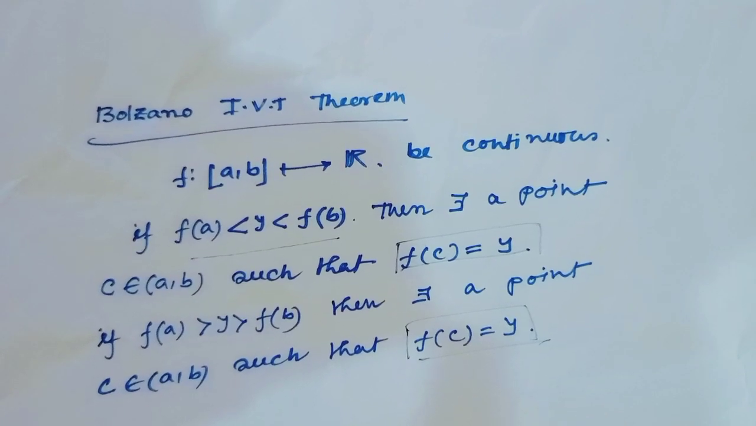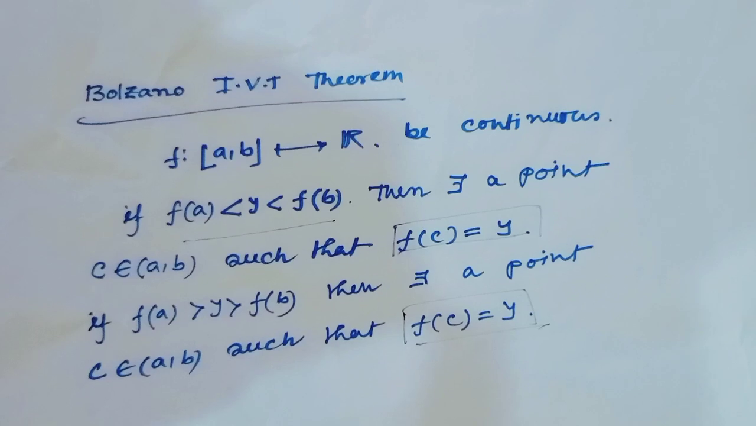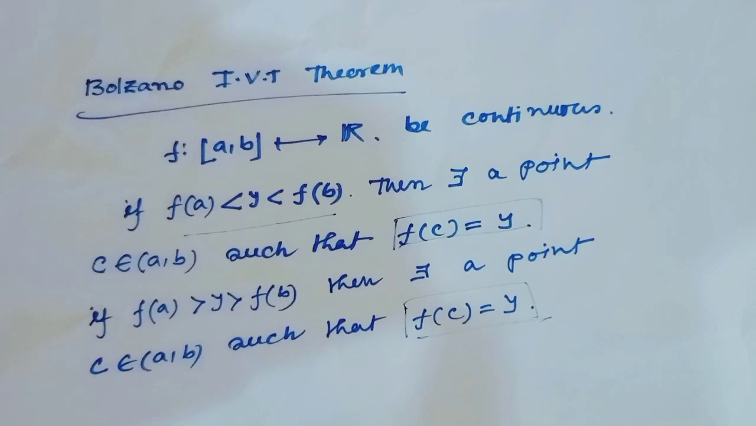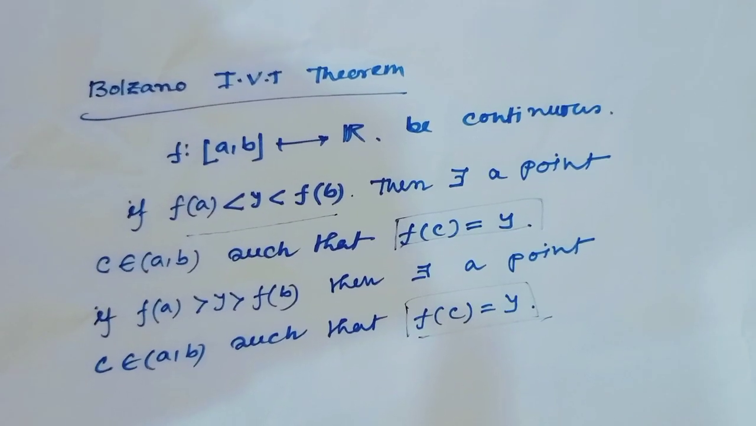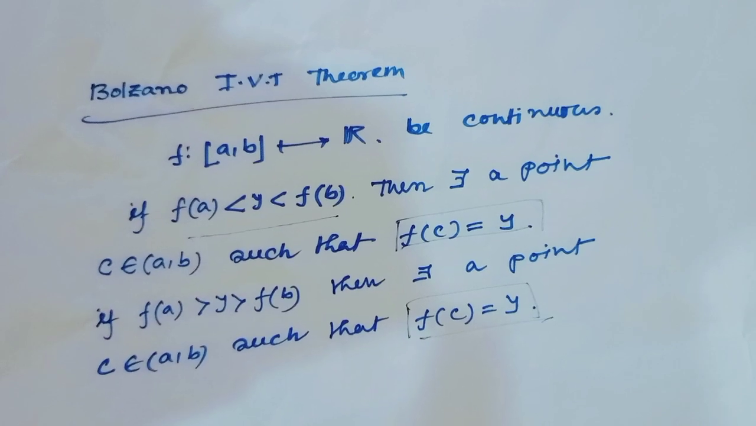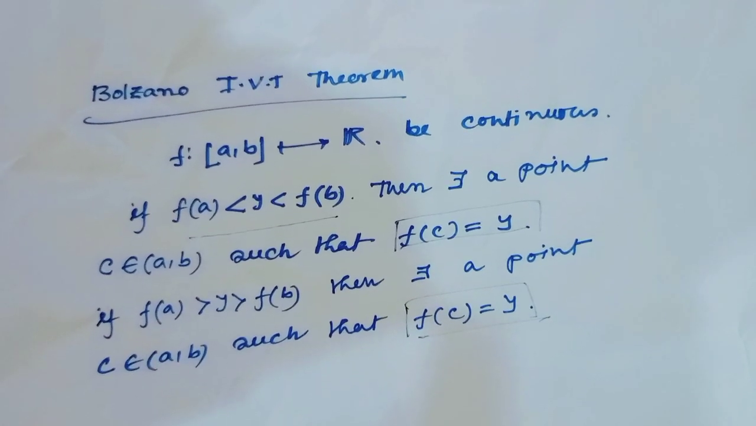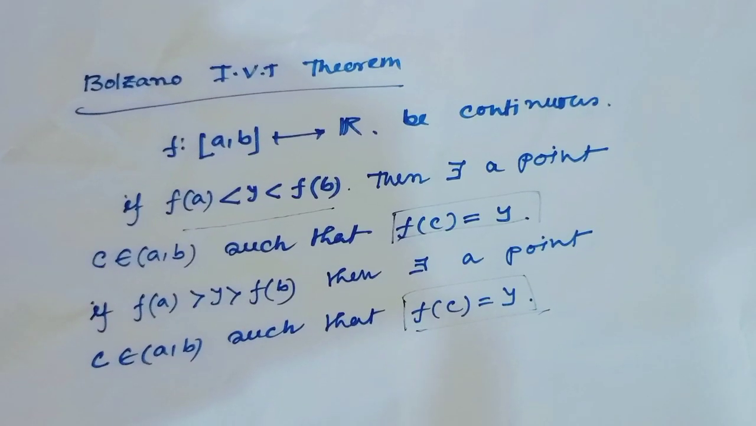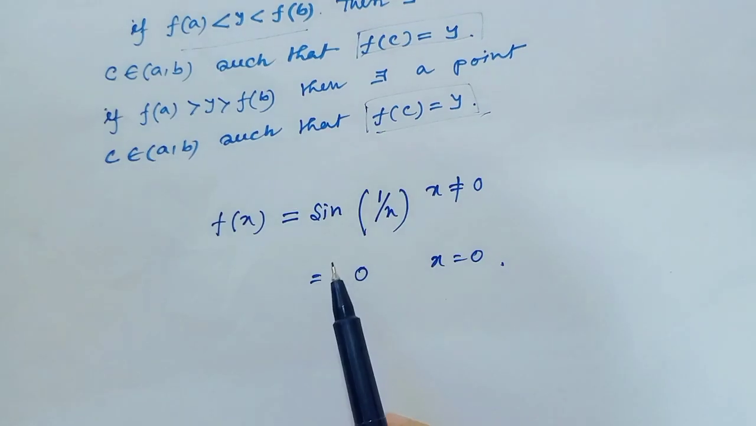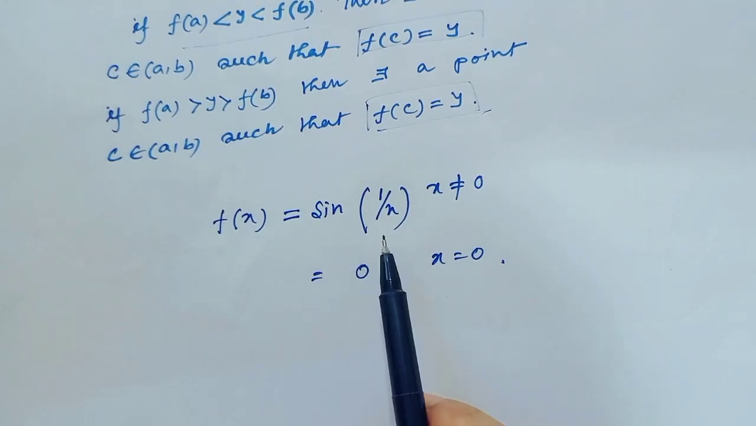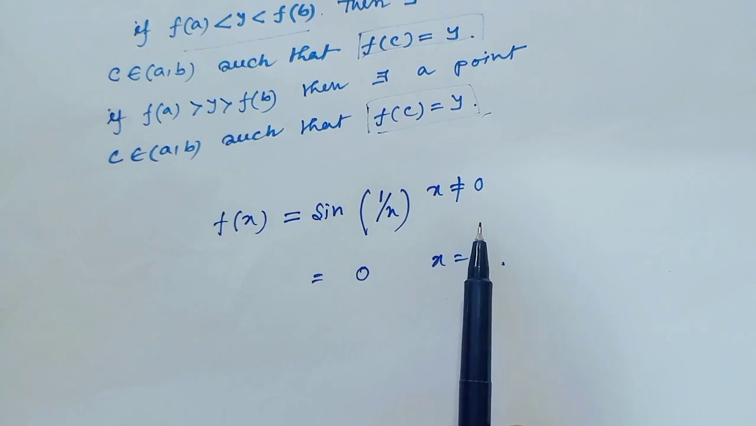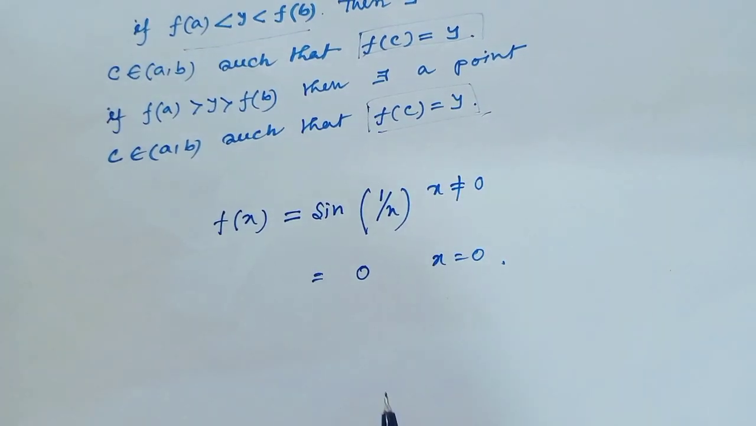But this condition is not a necessary condition. This is a sufficient condition. There exist many functions which are not continuous, but the intermediate value theorem is satisfied. For example, consider f(x) equal to sin(1/x) when x is not equal to 0 and 0 when x equals 0.